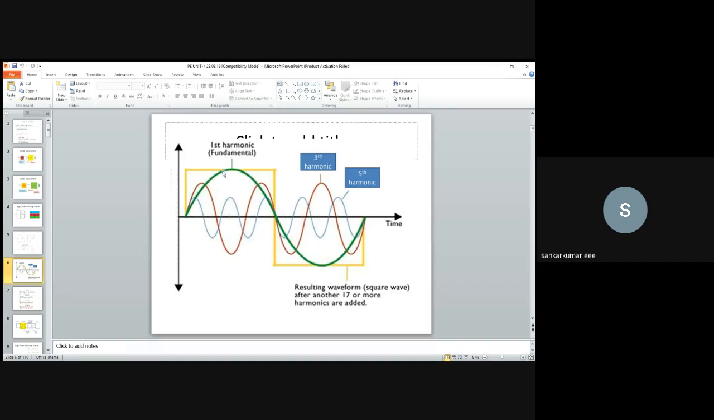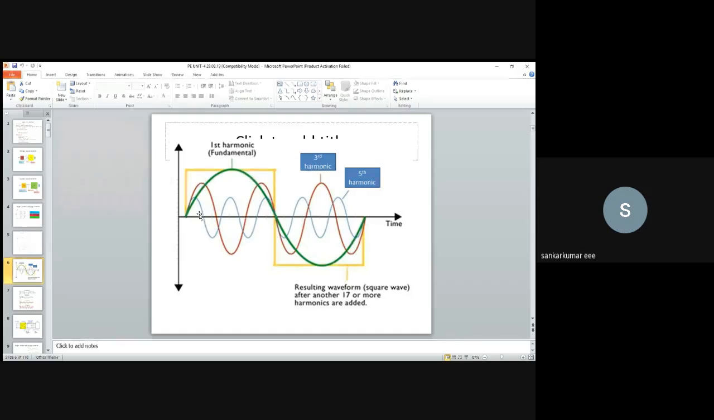So you can see this green waveform is one cycle. And before that, the brown color waveform, that is the third harmonic, will be completing its three cycles. And this gray waveform, that is the fifth harmonic, will be completing its five cycles before the closing of this single cycle. So the sinusoidal plus third harmonic, fifth harmonic, and up to nth harmonic. So we will be having 3, 5, 7, 11, and up to nth harmonic.